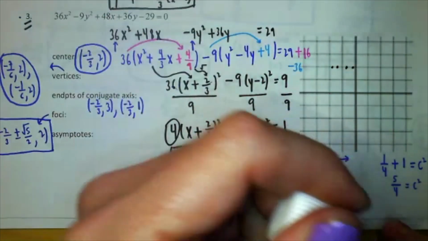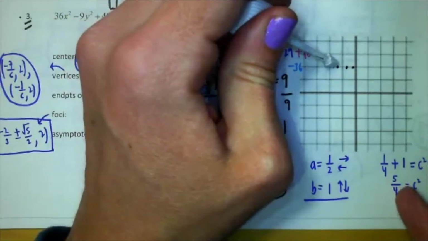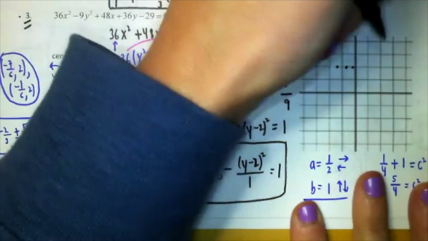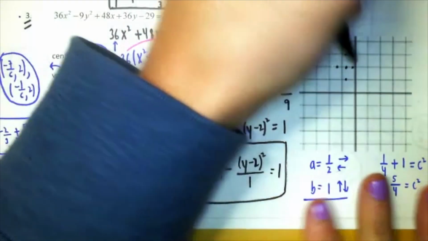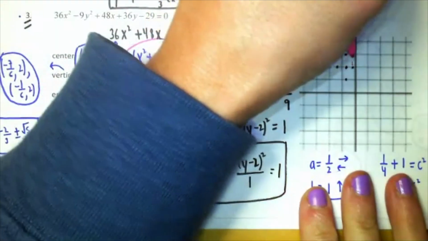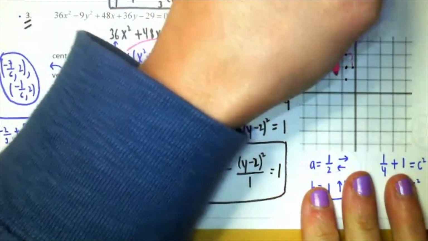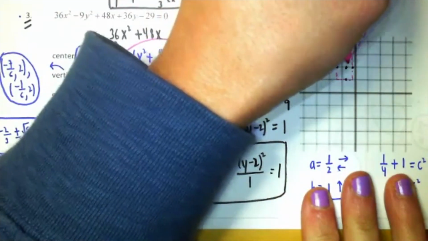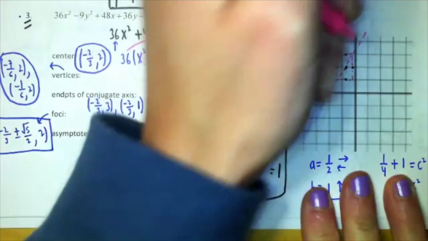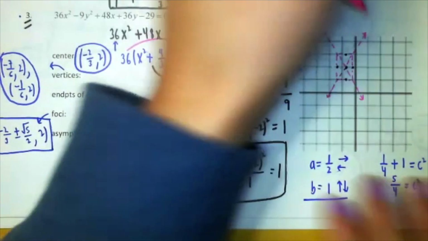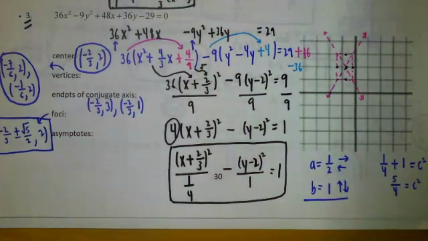Up and down, you want to go 1 unit up and down from the center. So up 1, down 1 puts you up at 3. And then down at 1. That gives you the box that will let you graph this entire thing. So put the box here. And connect the corners through the center with dotted lines. Just helps to decide how wide or skinny these hyperbola branches are going to be.